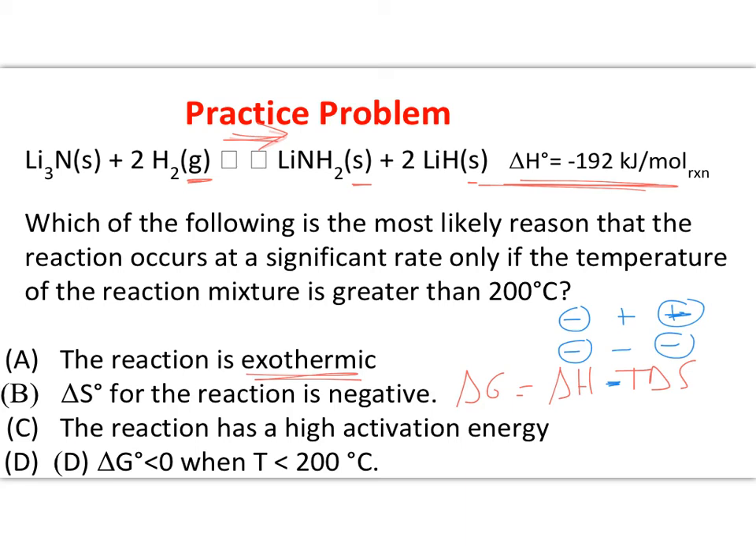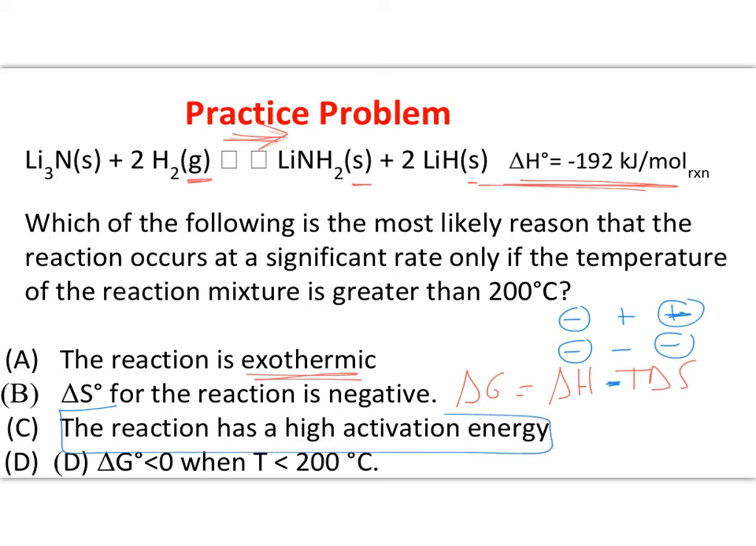If we skip down to D, D says that delta G is below 0, so a negative value, when the temperature is less than 200. Well, that doesn't make sense at all, because choice D is saying that it's a spontaneous reaction when the temperature is lower than 200, but the question itself is telling us the exact opposite. So that leads us to choice C as our correct answer.